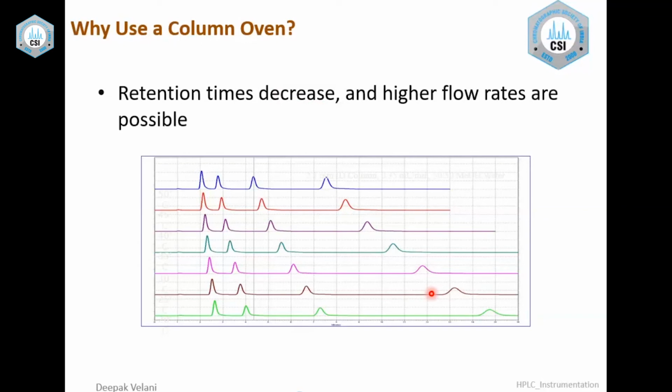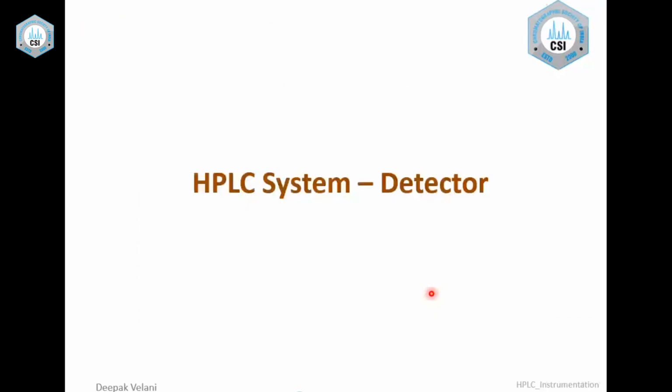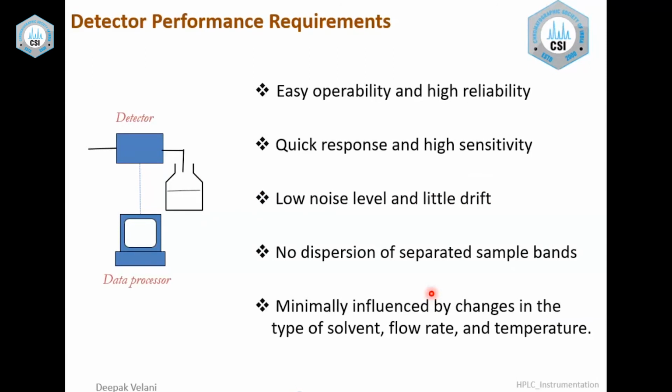Detectors. Coming to detectors, what we require is easy operability. It should be well aligned with the requirements of the analysis. It should be quick in responding because it has a small volume. The peak passes very fast, and if the signal is not picked up during that, then your chromatography is gone. Though the column will separate, the detector will not detect it appropriately.